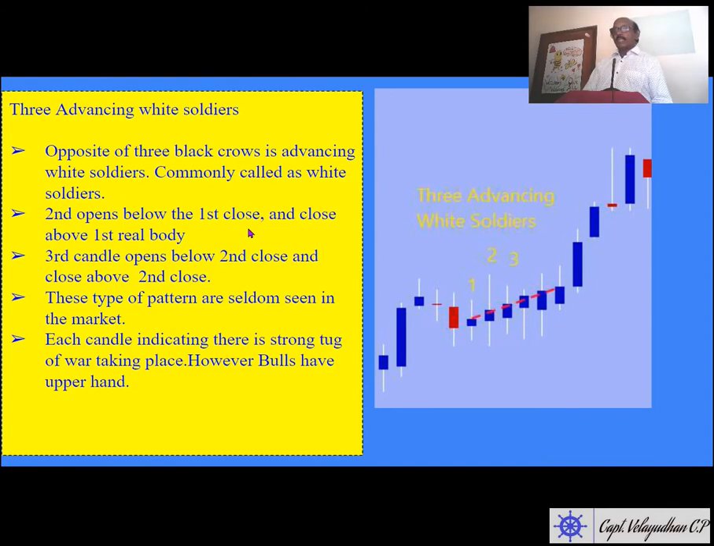And close above the first real body. Third candle opens and closes above the second close.